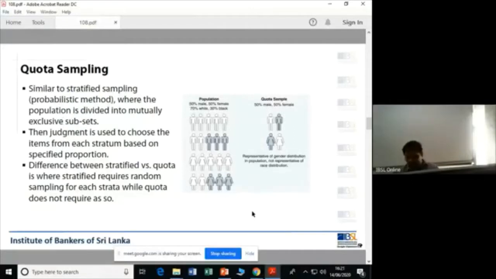But there again, if you look at the selected sample, you might see the representation of the gender distribution, but not the race or the skin color distribution here. Because that 70% and 30% selection is not really evident in our quotas, isn't that so? Let me reiterate. You could see that there are 10 males and 10 females. So your sample also has the same percentage, 50% males and 50% females.